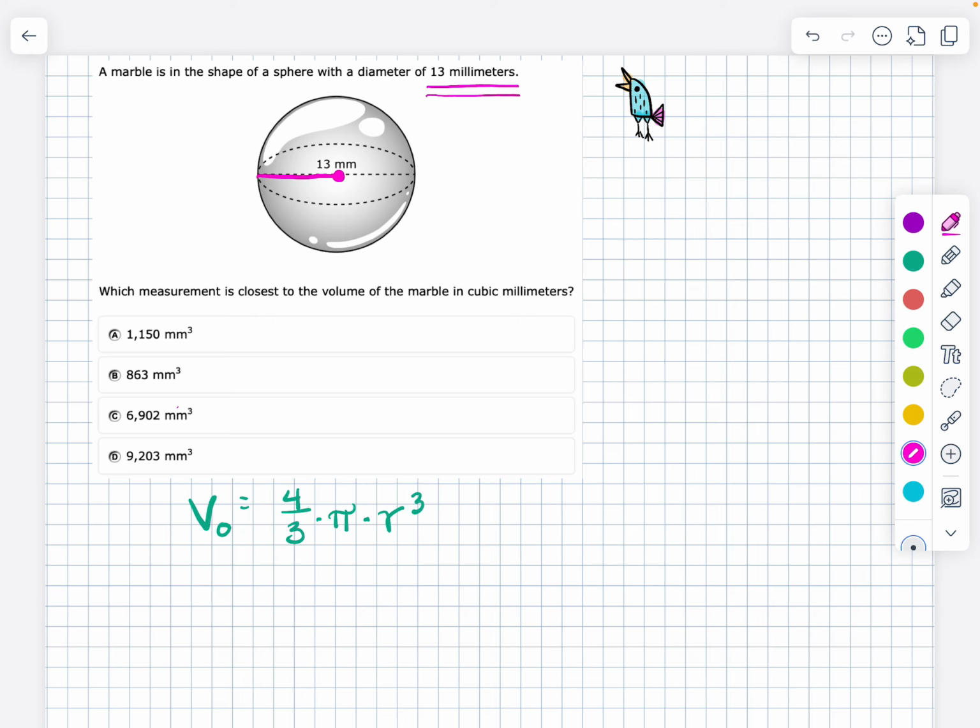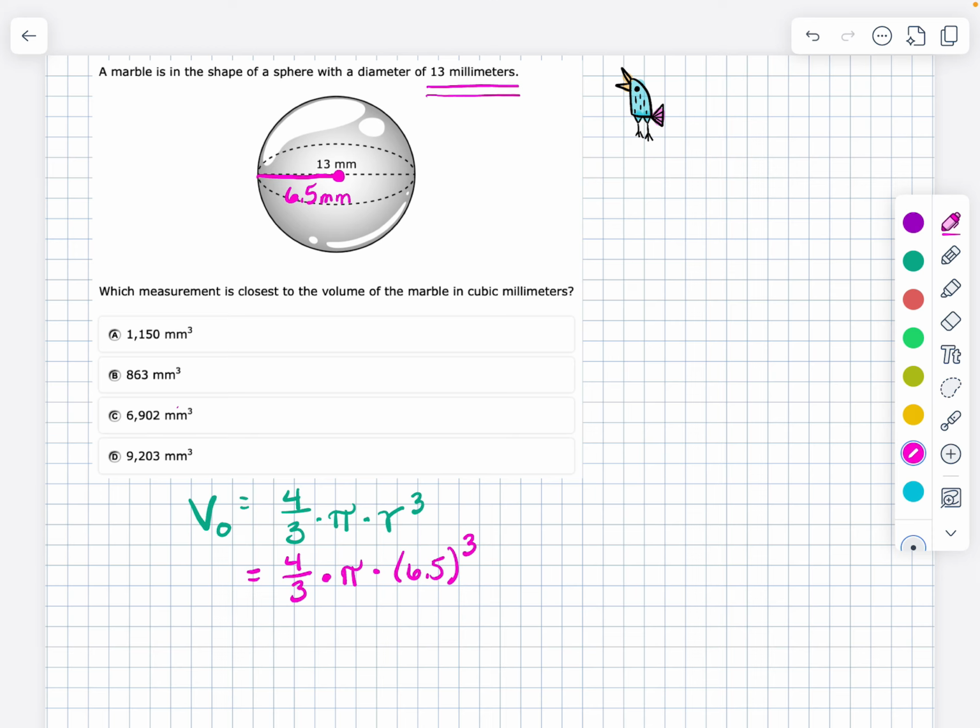Okay, so 13 millimeters is the diameter, and the radius is half the diameter, so that's going to be 6.5 millimeters. If you don't see it right away, you can just divide 13 divided by 2 and get your radius. Okay, now we have everything we need so we can solve this problem. So I always like to write out the equation, and then I can plug in my value that I just figured out, 6.5, and then I can cube that.